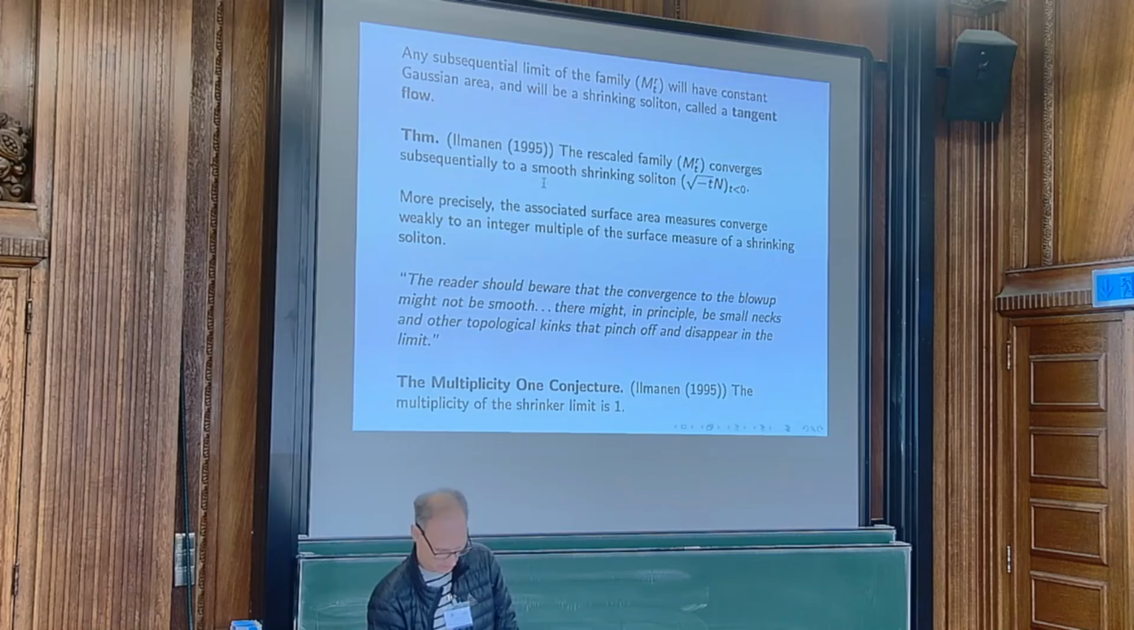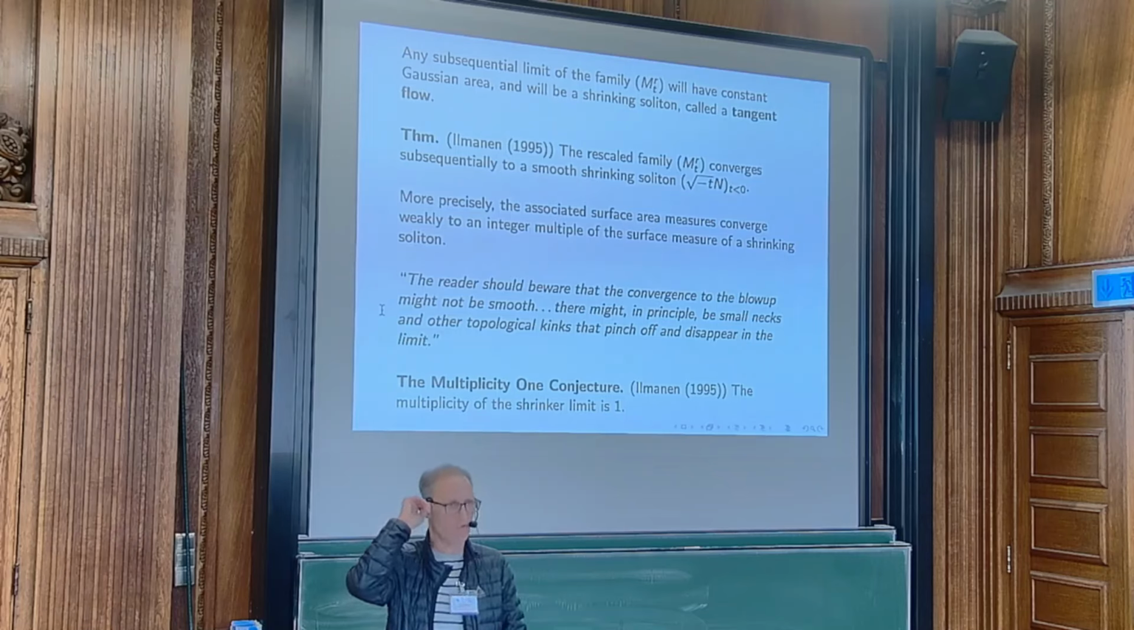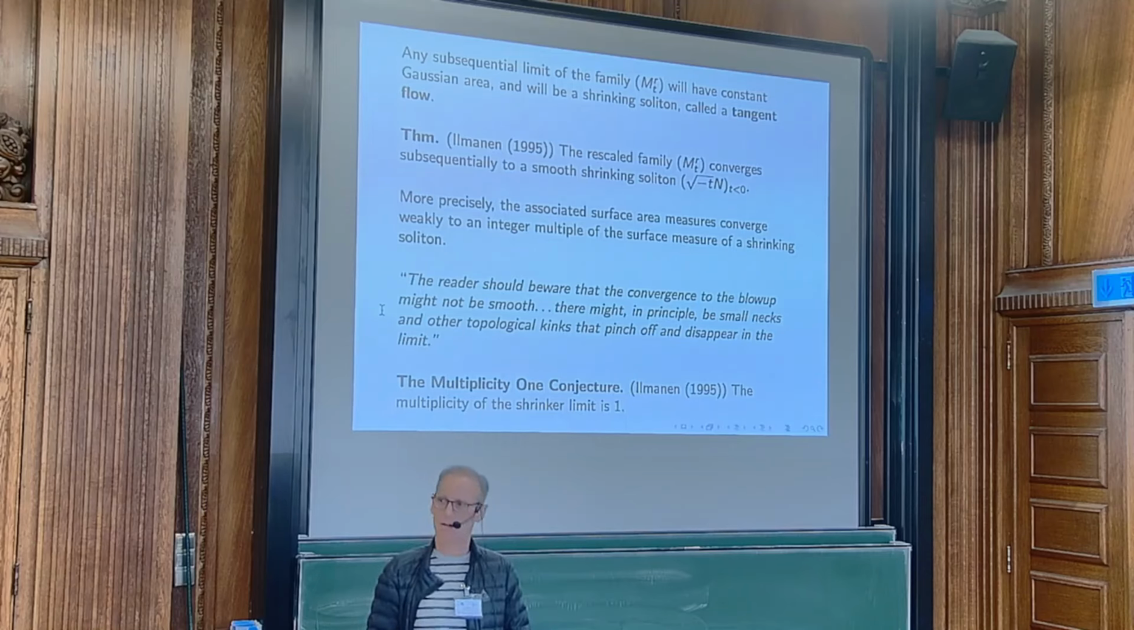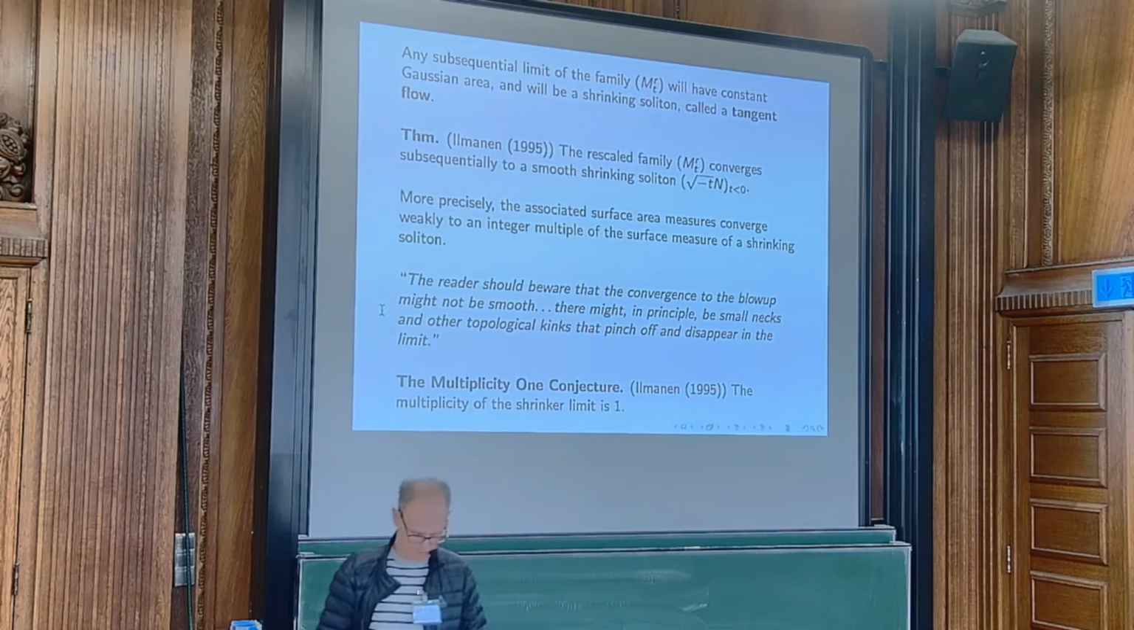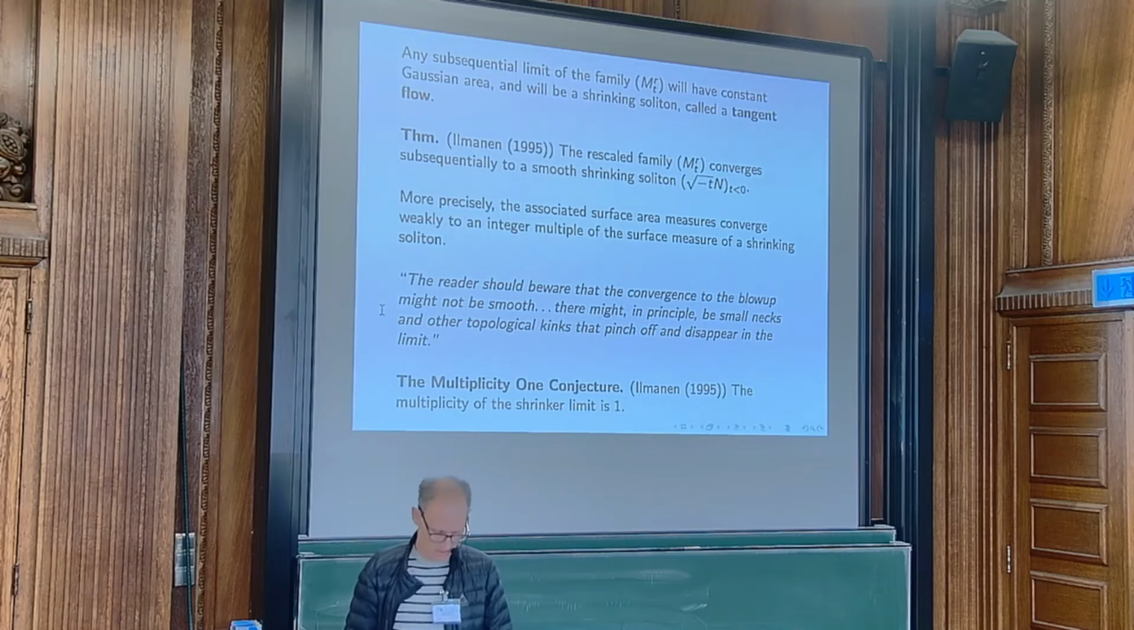And so Ilmanen made this remark. He said the reader should beware that the convergence to the blow-up might not be smooth. In principle, there might be small necks and other topological kinks that pinch off and disappear. So, just emphasizing that this is really weak convergence.